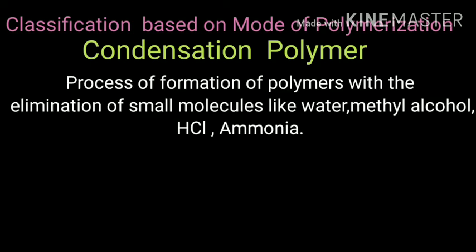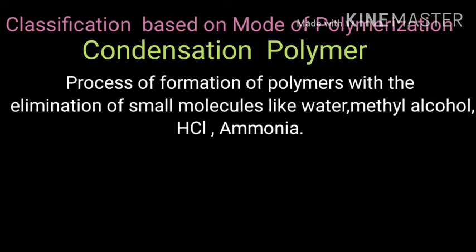How are you going to define condensation polymers? It is the process of formation of polymers with the elimination of small molecules like water, hydrochloric acid, methanol, and ammonia. Chain growth occurs in condensation polymers with the help of condensation steps, that is, with the elimination of small molecules.